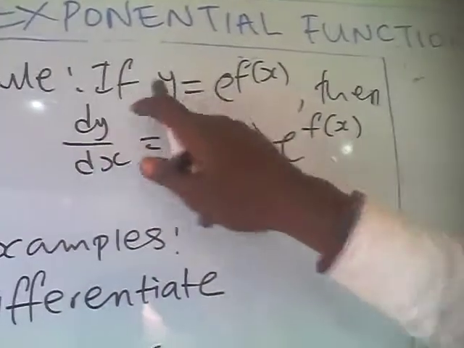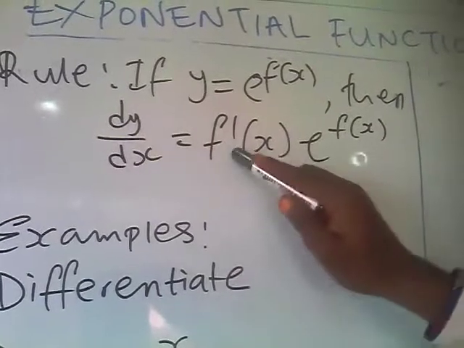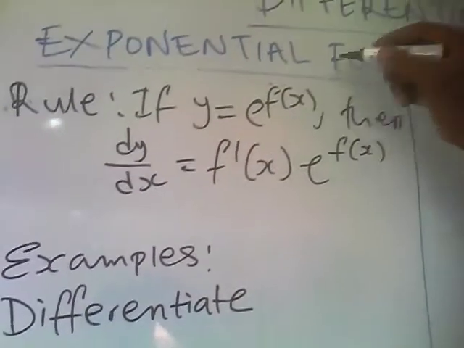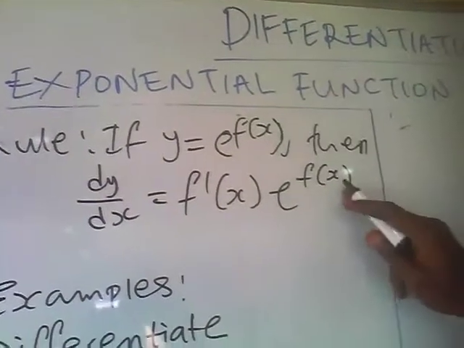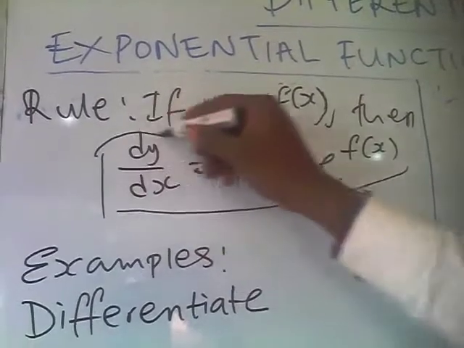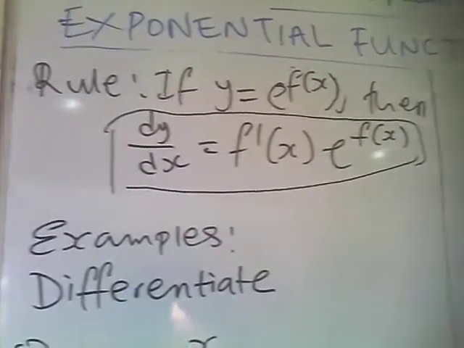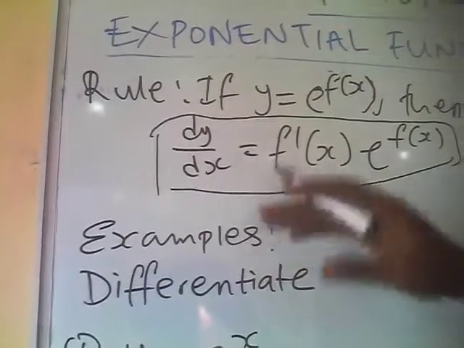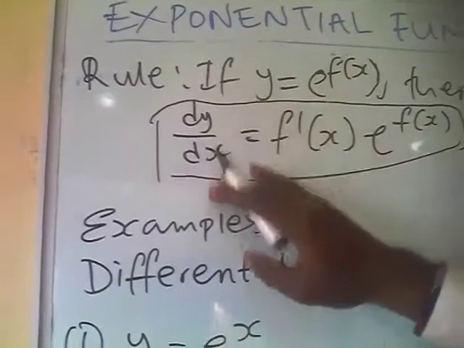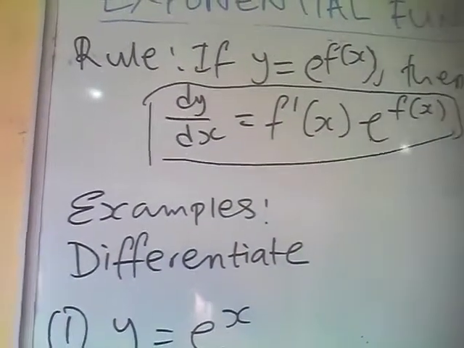We have y equals exponential function of x. The derivative of that is going to be f prime of x exponential f of x. That is the derivative of exponential function. Now, if we have y equal to exponential function of x, the derivative, dy/dx, will always be f prime of x exponential function of x.